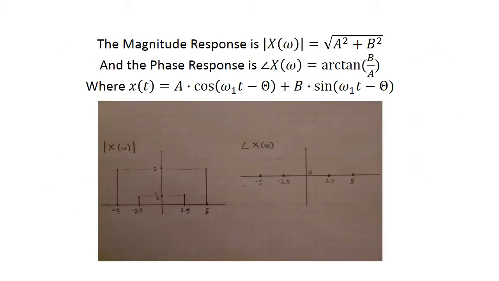The magnitude response is the square root of a squared plus b squared, and the phase response is the arctangent of b over a. This is both for x, where x(t) is a times the cosine of ω1t minus θ plus b times sine of ω1t minus θ, and that will give you the following graph.